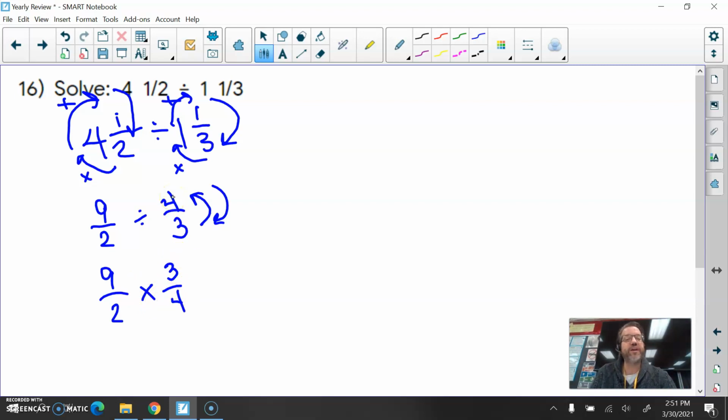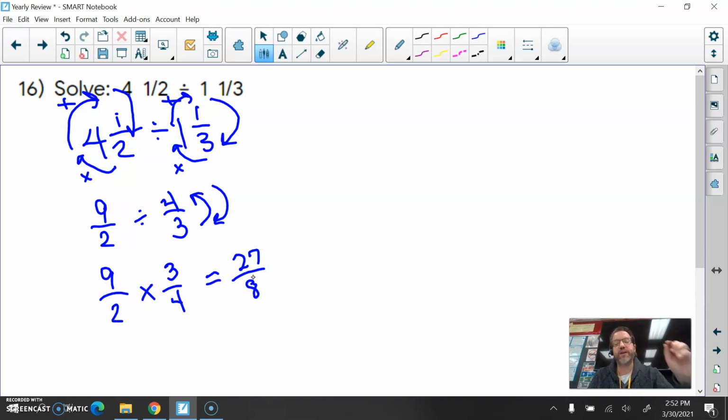Now that I have rewritten it like this, I can't simplify anything. Up here it looked like I'd be able to simplify the 2 into the 4, the 3 into the 9, but you can't do any simplifying until it is written in multiplication mode. So all I can do now is multiply. 9 times 3 is 27 over 2 times 4, which is 8.